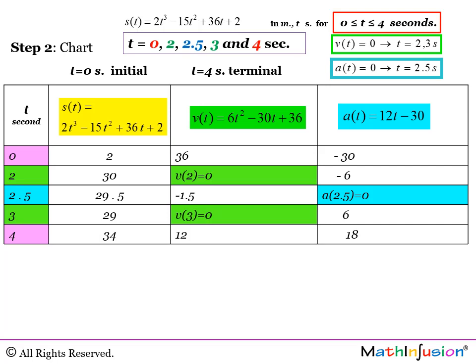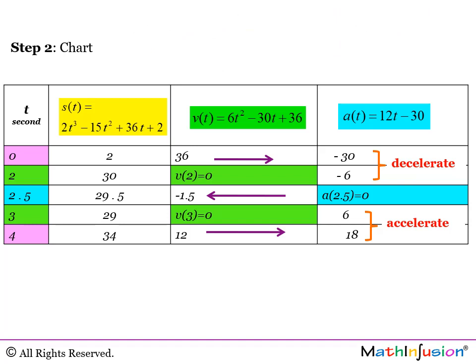What does it mean that the velocity is 36? It is positive. It means that the movement of the object is from left to right. When it's negative, it's from right to left. And then again, it's from left to right. What is the meaning of that? It means that the object accelerates. After I fill in the chart, I can do the motion chart.